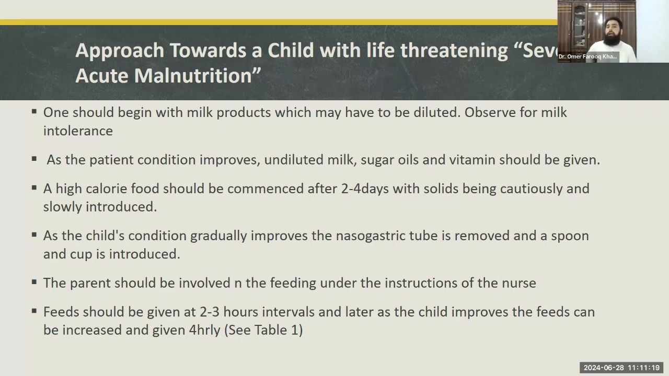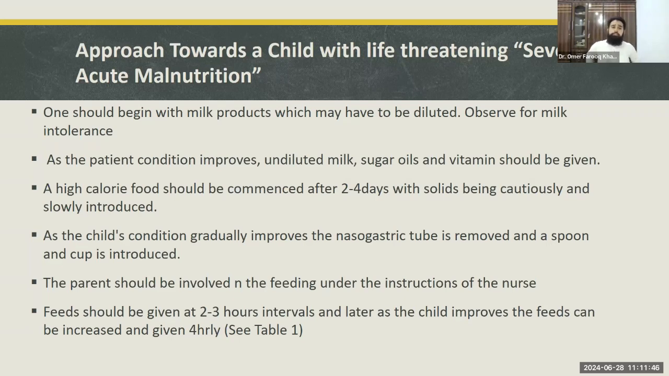As the patient condition improves, undiluted milk, sugars, oils, and vitamins should be given. A high calorie food should be commenced after 2 to 4 days, with solids being cautiously and slowly introduced. You start with semi-solids, you start with milkshakes, you start with other easy to digest semi-solid foods, and then after 4 days you start with the solids.